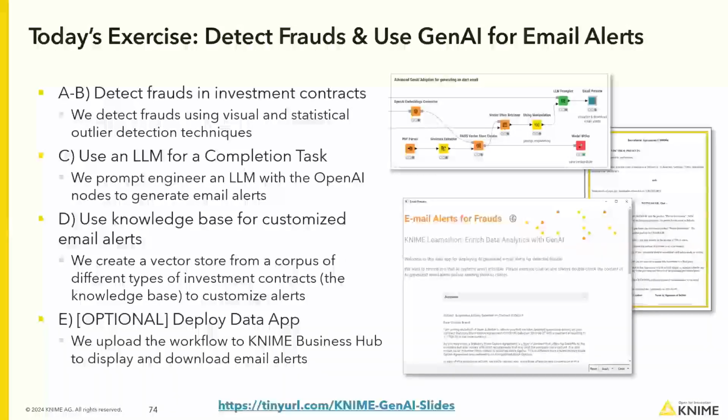Again, you see here, part A and B are going to be about detecting fraud in investment contracts, and for that, we're going to use visual and statistical techniques. We're going to have then you guys prompt an LLM for a completion task, where we ask the model to generate email alerts. In D, we're going to use a knowledge base, and that's going to be the description of this investment contract that the bank has internally, to enrich the responses.